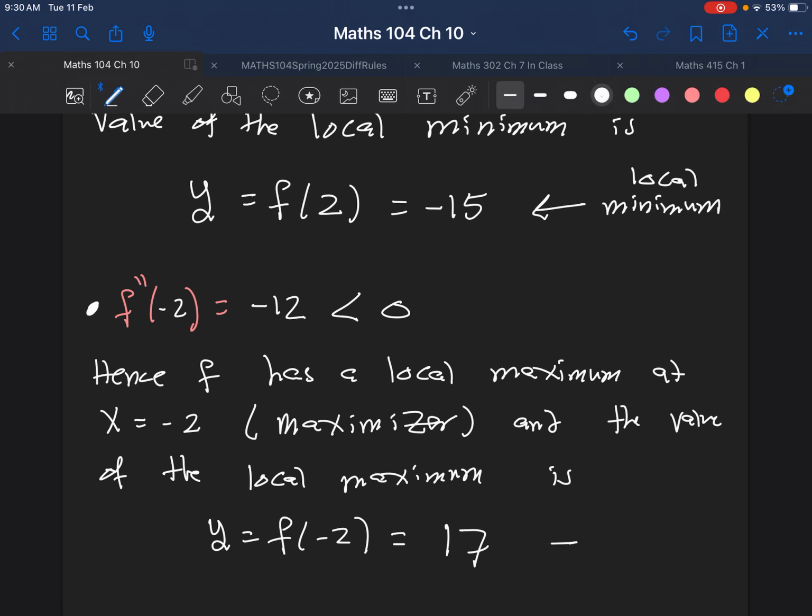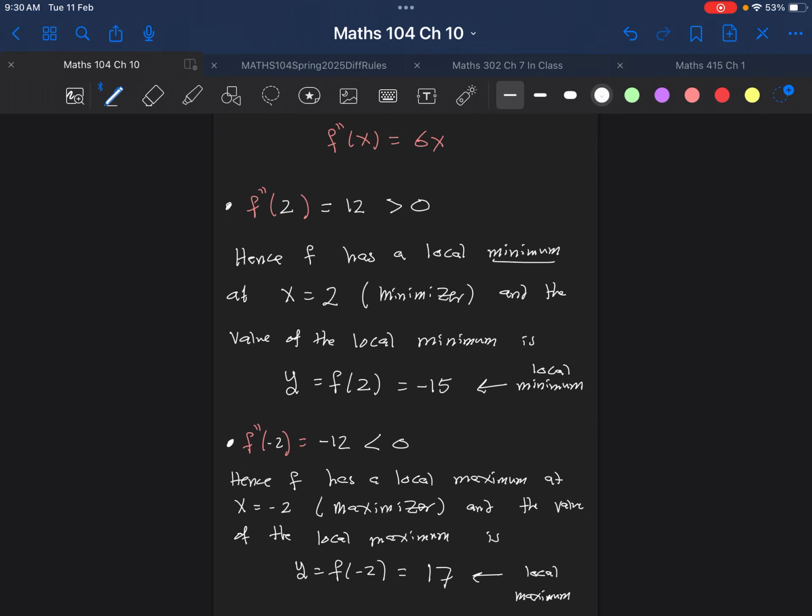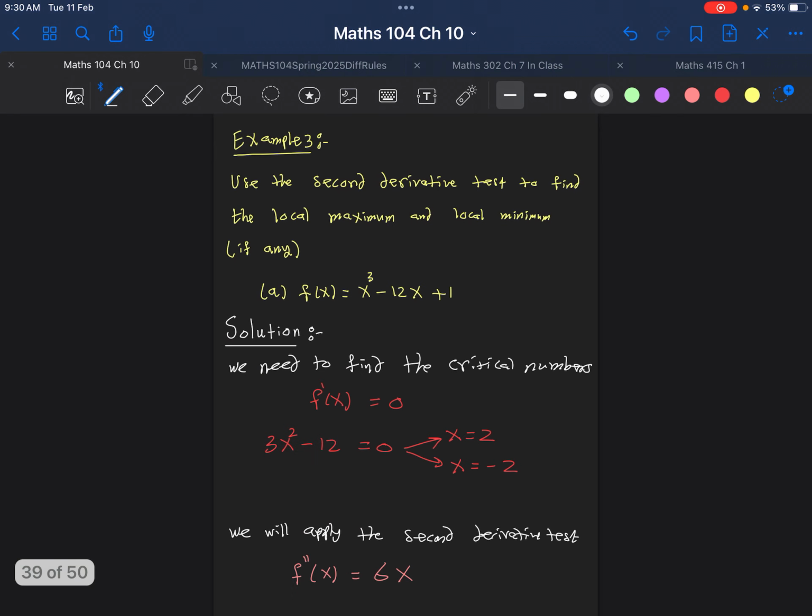Okay, so this is the local maximum. So we can see that there is an easy and fast way to find if it's maximum or minimum just by using the second derivative. So just let me recap what we did.